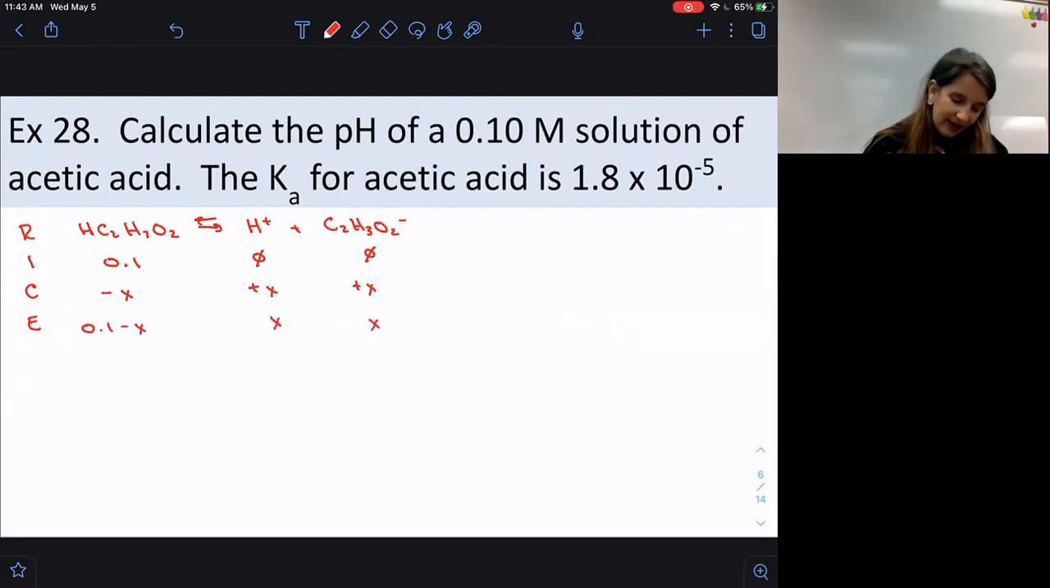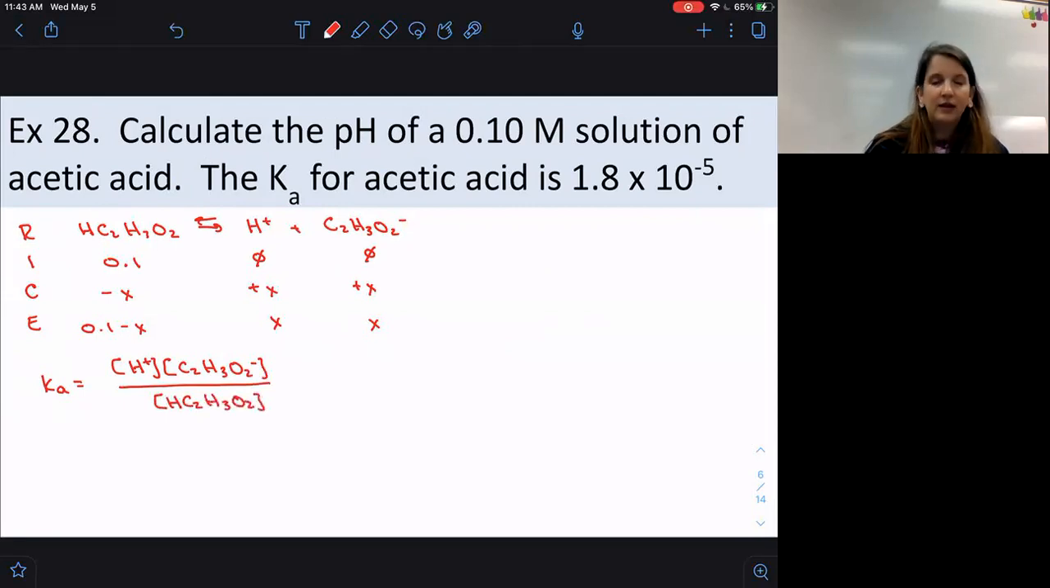We will write our Ka expression without any numbers. So remember, it's going to be the concentration of our products over the concentration of our reactants. So then we'll put HC2H3O2 down here. So now that we have our equilibrium expression without numbers, we can go ahead and plug our values into our equilibrium expression.